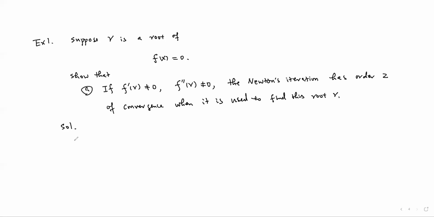I use the theorem I just presented. Let me see. Newton's method is a functional iteration method, capital F, where capital F is, recall the Newton iteration formula, x_k minus f of x_k over f derivative at x_k. So capital F is x minus f of x over f prime of x.